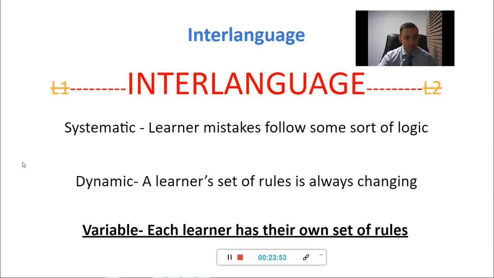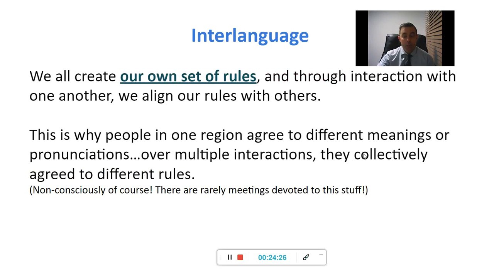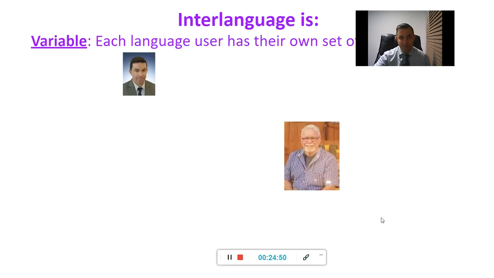And it's variable, systematic, dynamic, and variable. So interlanguage is related to this idea of social constructivism, which says that our knowledge, in this case our language knowledge, is something we create together with others. In the case of our first language, we agree with others about what words mean, how they're spelled, how they fit together, which is a process we call grammar or syntax. But we all create our own set of rules, and through interaction with one another, we align our rules with others. So this is why people in one region agree to different meanings or pronunciations. Over multiple interactions, they collectively agreed to different rules. And this is happening non-consciously, right? They don't have meetings about this.